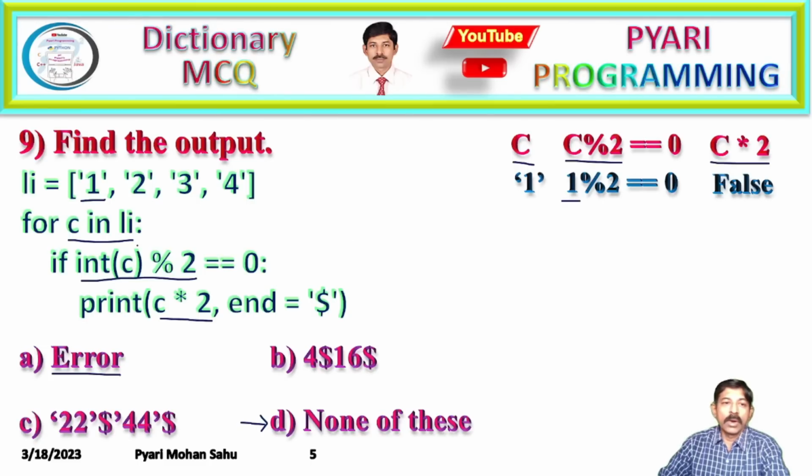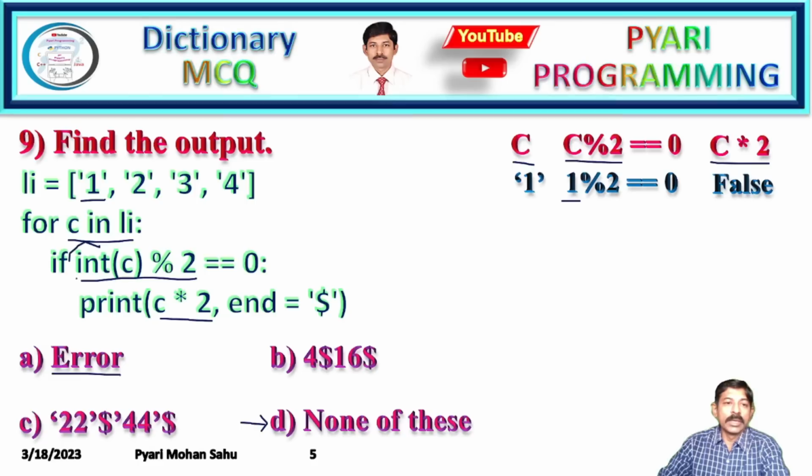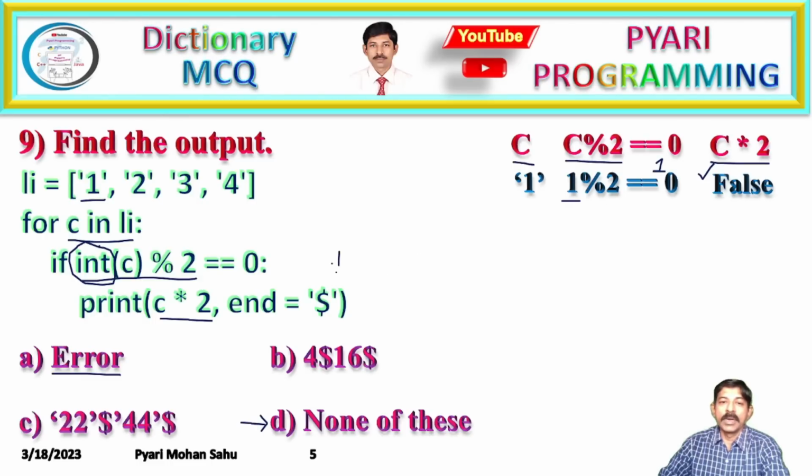Because I have converted it into an integer, 1 modulo 2, the remainder is 1, but here it says 0. So that's why it is false. Now if it is false, it is not going to execute this particular print statement.